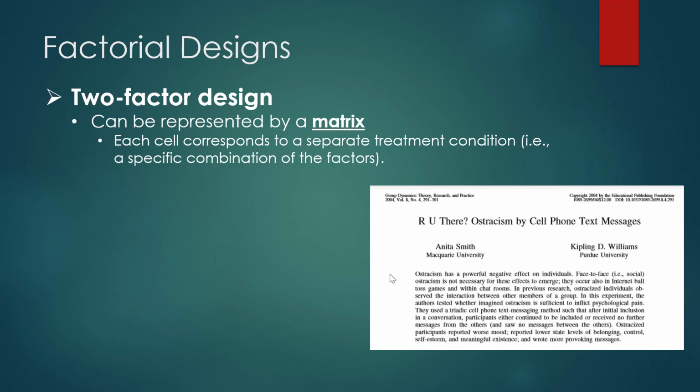They used a triadic cell phone text messaging method such that after the initial inclusion in a conversation, participants either continued to be included or received no further messages from the others, and saw no messages between the others. Ostracized participants reported worse mood, reported lower levels of belonging, control, self-esteem, and meaningful existence, and wrote more provoking messages.